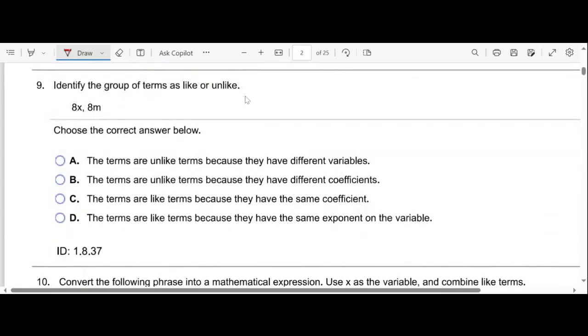Identify the group of terms as like or unlike. Are they alike or unlike? No, unlike. So I have here unlike. Which one? Different variable. That's correct.